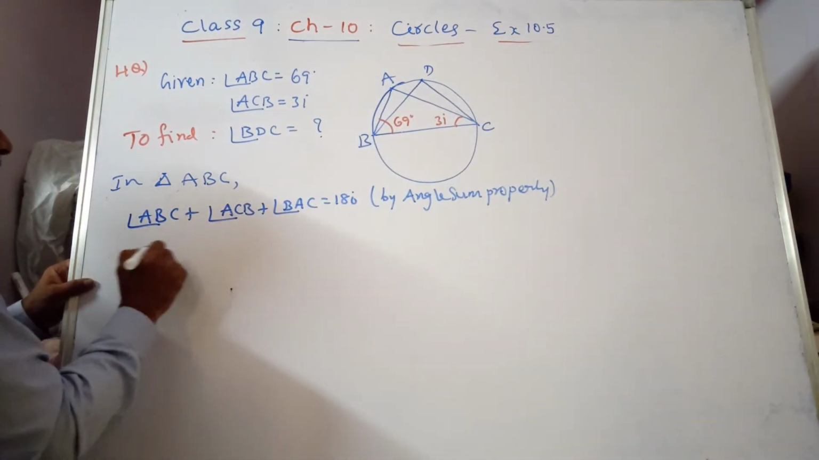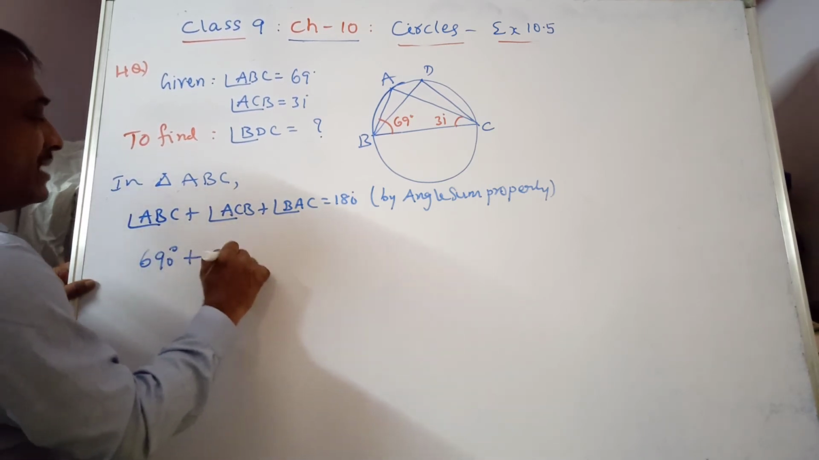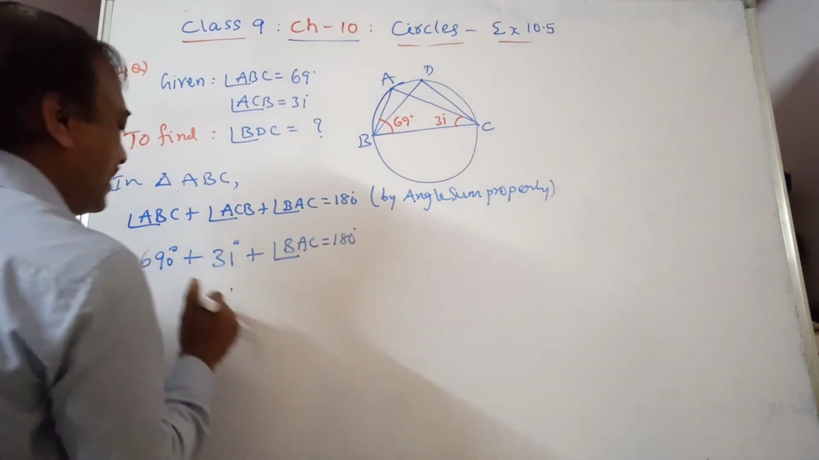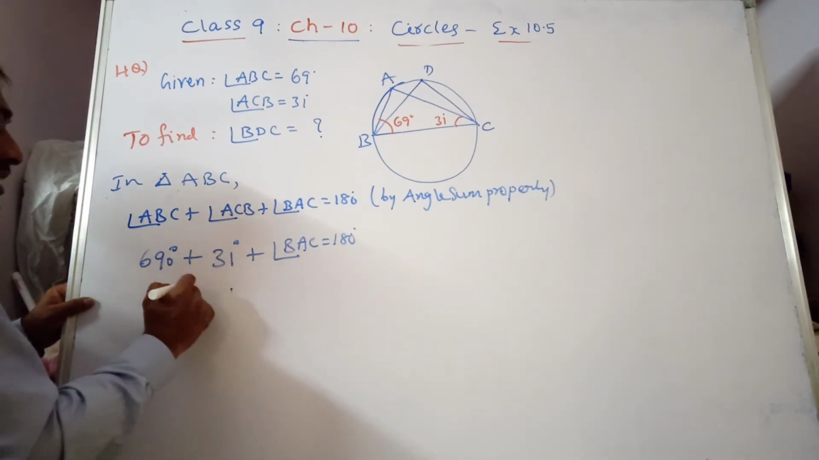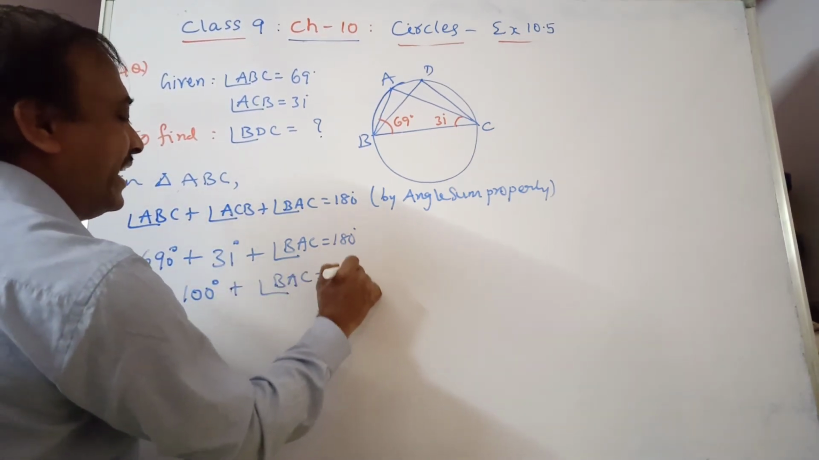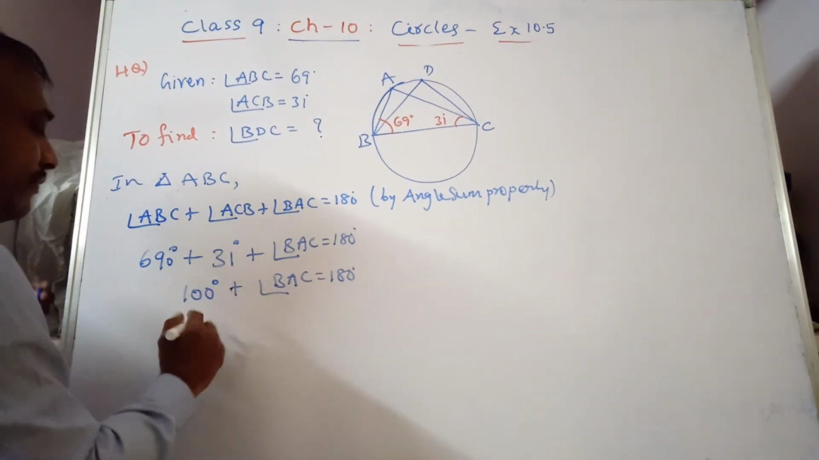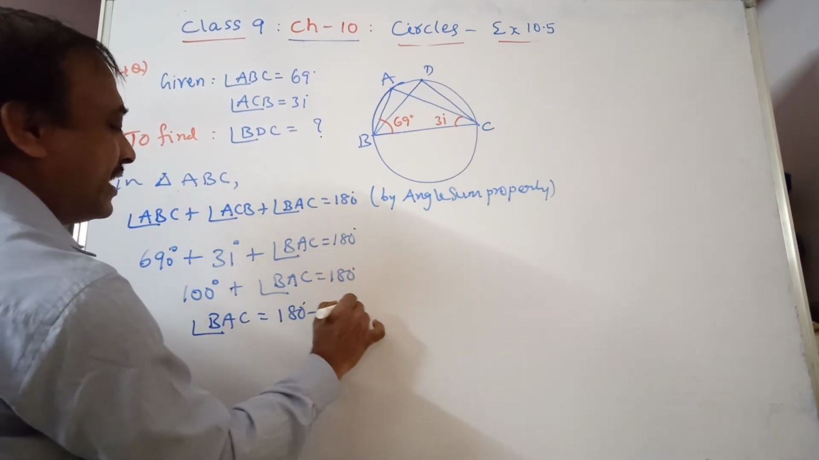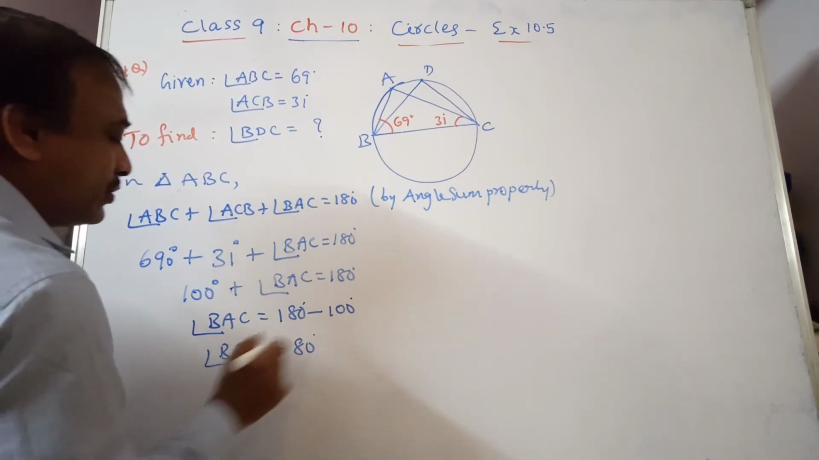So ABC is 69 degrees plus ACB is 31 degrees plus BAC is equal to 180 degrees. So 69 plus 31 is 100 degrees, plus angle BAC is equal to 180 degrees. Now transpose the 100 degrees to that side. Angle BAC is equal to 180 degrees minus 100 degrees, which gives you 80 degrees. So angle BAC is equal to 80 degrees.